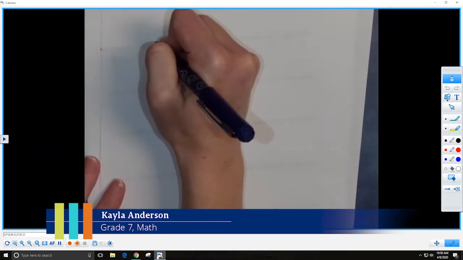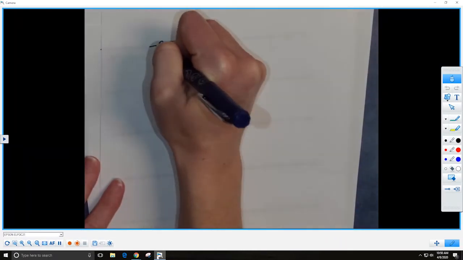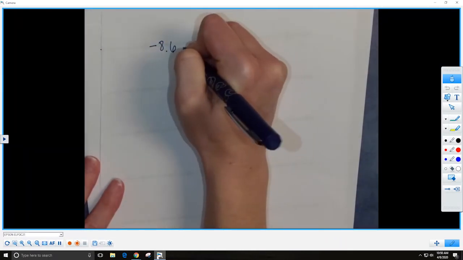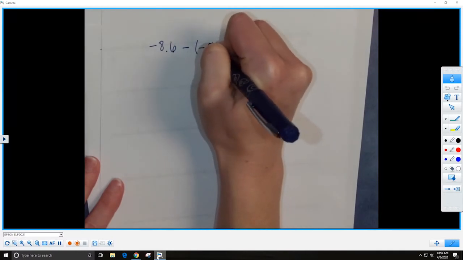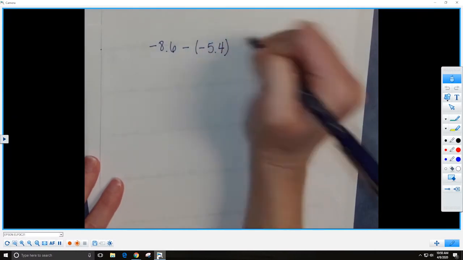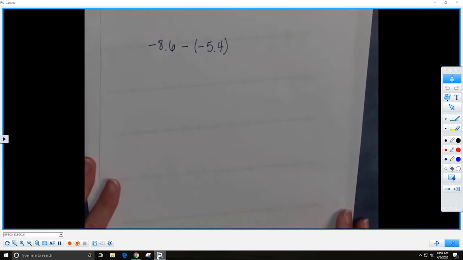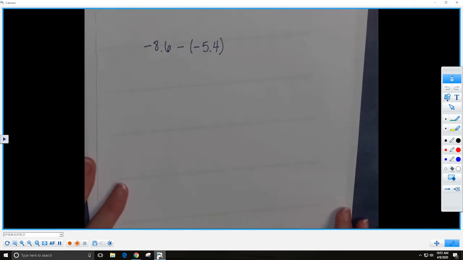What is -8 6/10 minus -5 4/10? Show your work. Go ahead and do that now. I'll pause to give you some time, and then we'll check our answer together.